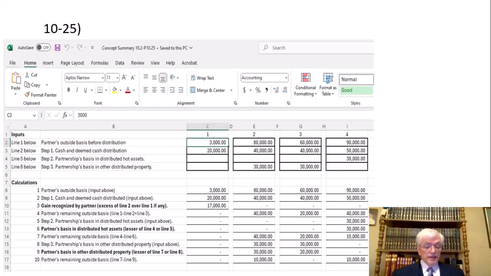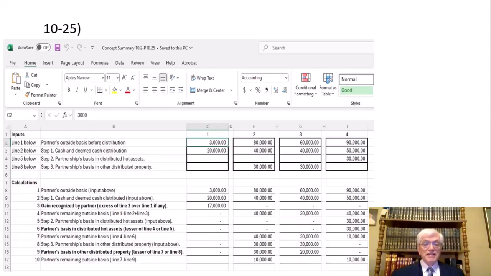Number 2, Courtney receives $40,000 cash and land with an inside basis to the partnership of $30,000, value of $50,000, in partial liquidation of her interest. Courtney's outside basis for her partnership interest immediately before the distribution is $80,000. So we put $80,000 in the first input block. Cash is $40,000, and then the only other asset distributed is a not hot asset, the land, which is $30,000 with a value of $50,000.